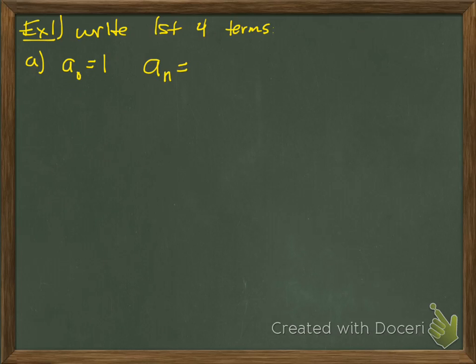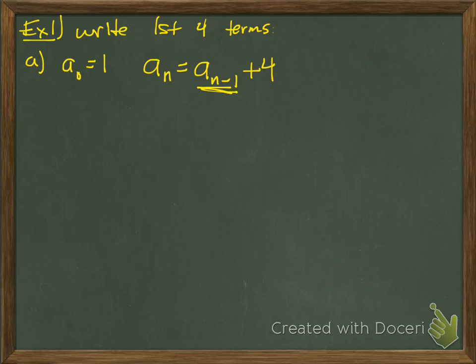Let's do an example of writing the first 4 terms of a sequence. So let's call this example 1. I would like to write the first 4 terms of the following sequences that are going to be defined recursively. For A, let's say I have a sub 0 equals 1, and my recursive rule is a sub n equals a sub n minus 1 plus 4. So basically the rule is saying, if I want to know a term, I have to take the previous term and add 4.